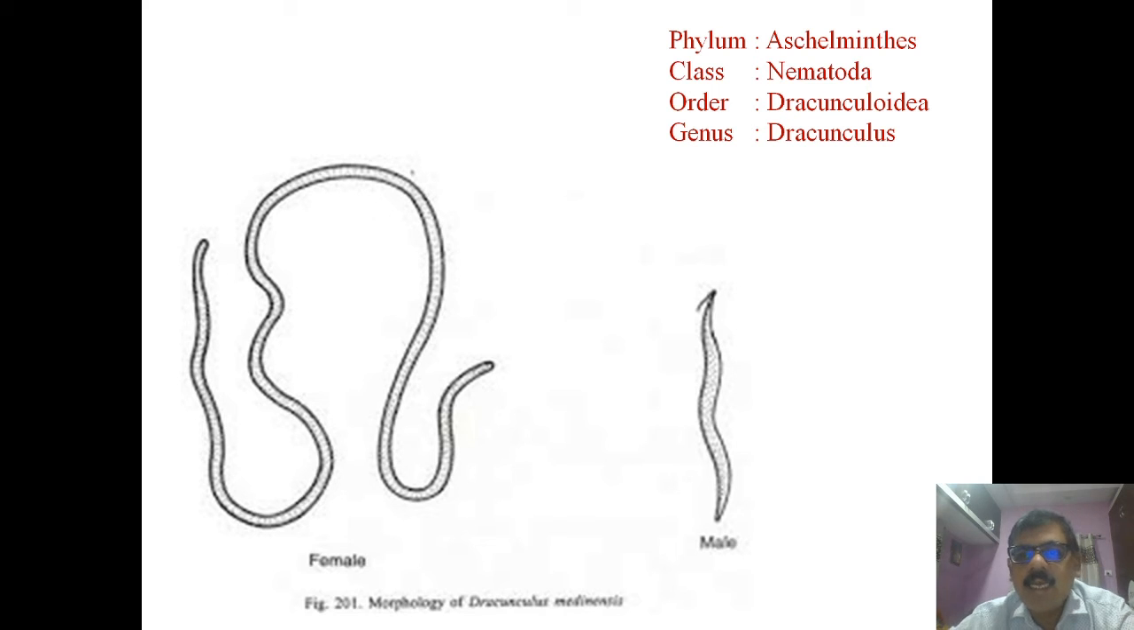Then the next animal, belonging to the order Dracunculoidea, is Dracunculus. This is the female Dracunculus and this is the male Dracunculus. The female is larger than the male.